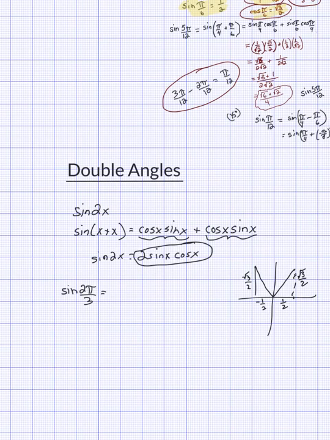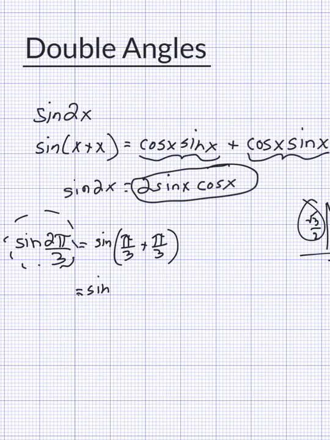So let's say the sine of 2 pi by 3 is just equal to the sine of pi by 3 plus pi by 3. We know all these answers, right? We already know the answer here is going to be root 3 over 2. Well, let's just see how our formula works. So sine of pi by 3 cos of the second one, pi by 3, plus sine of the second one, pi by 3, times the cos of the first one, pi by 3. So it's just 2 of those.